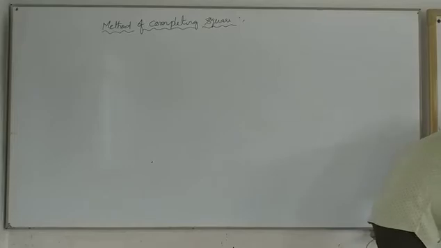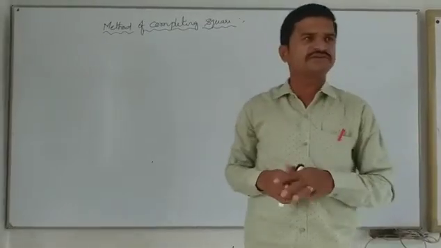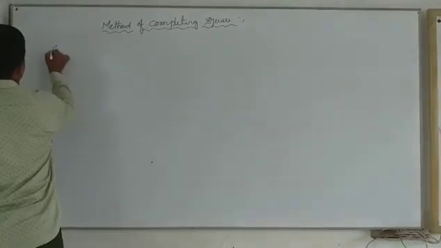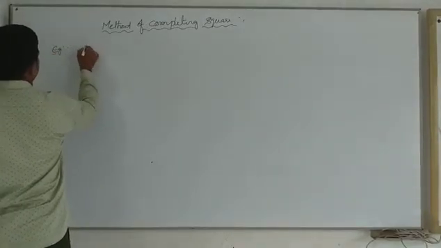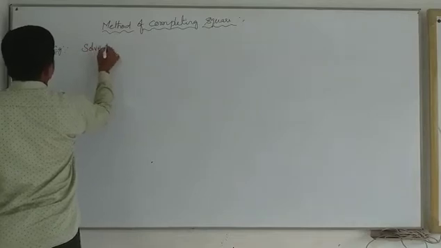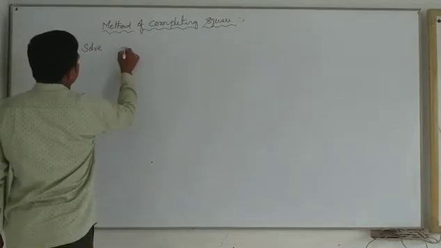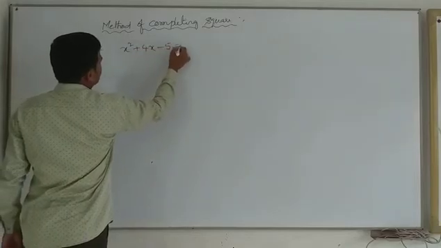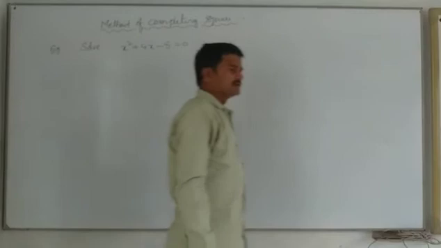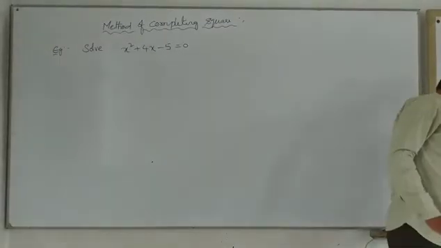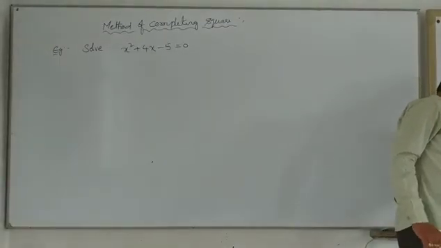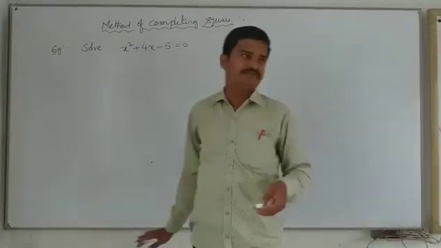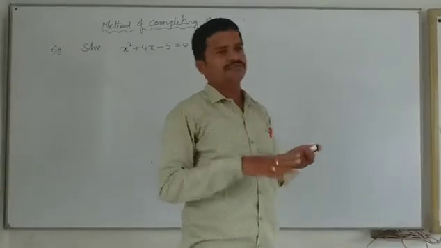First, let us see small examples first. Come on, give the example and write. Solve x square plus 4x minus 5 equal to 0 by using the method of completing square.